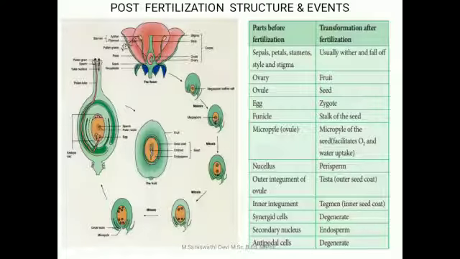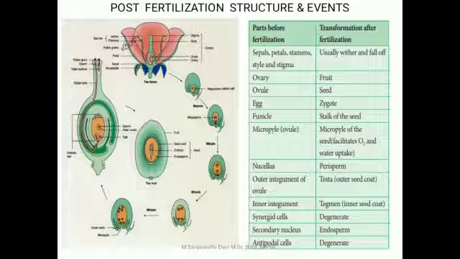Then the parts before fertilization and their transformation after fertilization. The first one: sepal, petal, stamen, style and stigma normally wither and fall off. Ovary modifies into fruit. Ovules are modified into seed. Egg transforms into zygote. Funicle modifies into the stalk of the seed. Micropyle of the ovule becomes the micropyle of the seed, which facilitates absorbing oxygen and uptake of water.